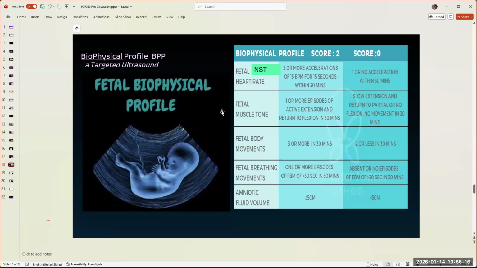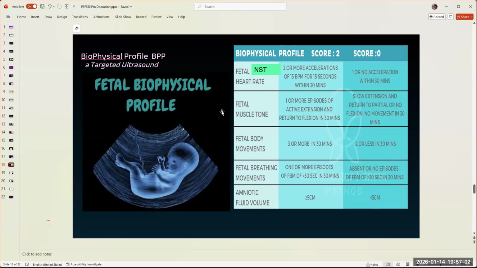So the targeted ultrasound called the BPP, you don't have to know specifically exactly what we're looking for, but you know that there's like 4 or 5 criteria and we score it. If we see that the baby has good muscle tone, movement, good reflex activity, maybe sucking their thumb, swallowing amniotic fluid, that's practice breathing, and good amniotic fluid volume, then we would give them a score of 8. If we do a non-stress test along with that, and it was normal, we're going to give 2 more points, so 10.